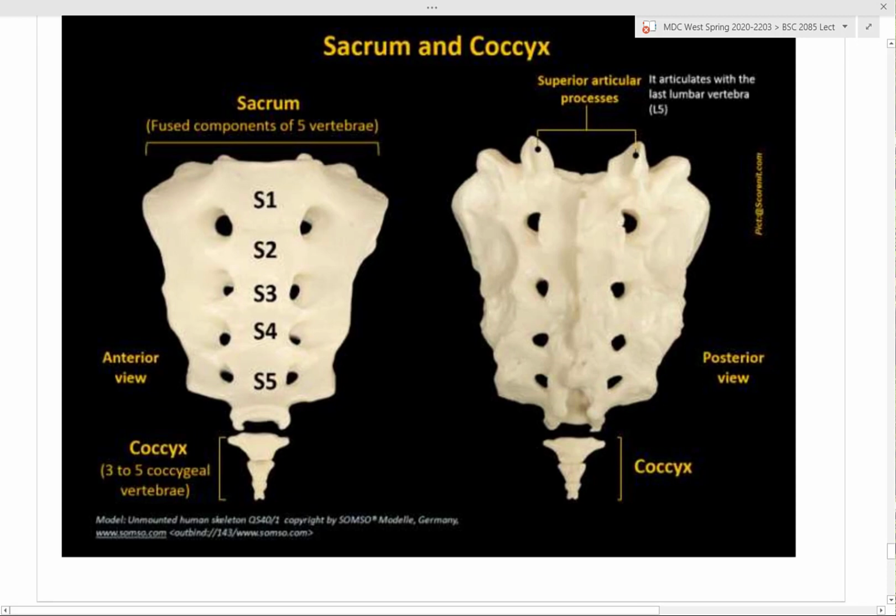And then of course, finally we talk about the sacrum, right? Sacrum, that's just about it. Just know the sacrum, and finally you have the coccyx.